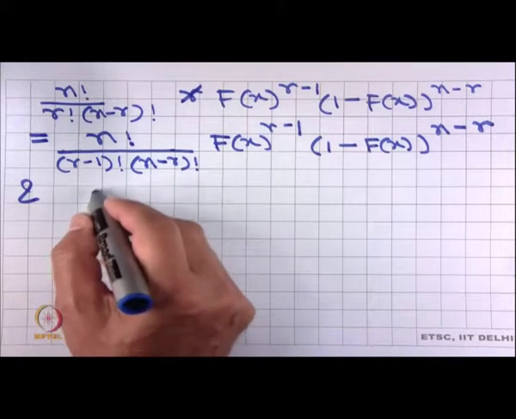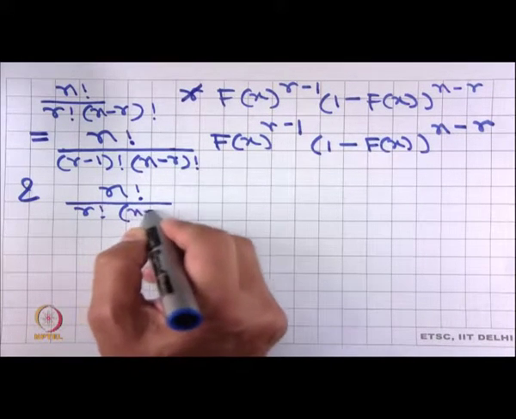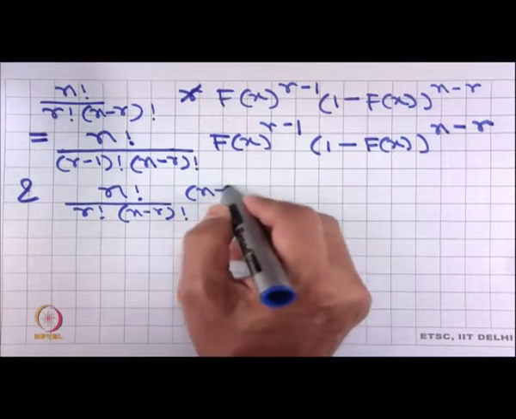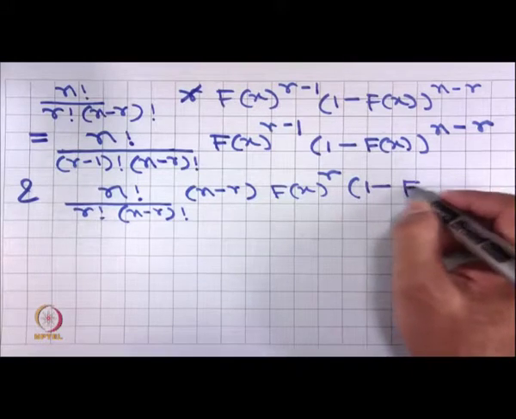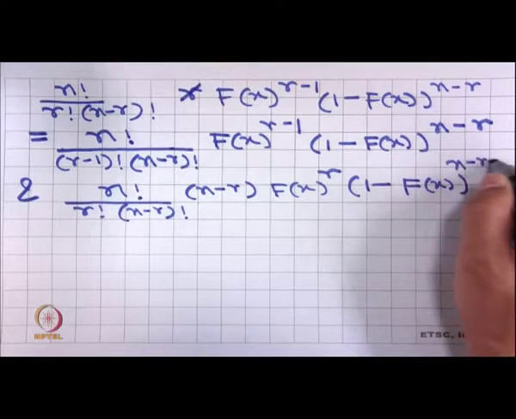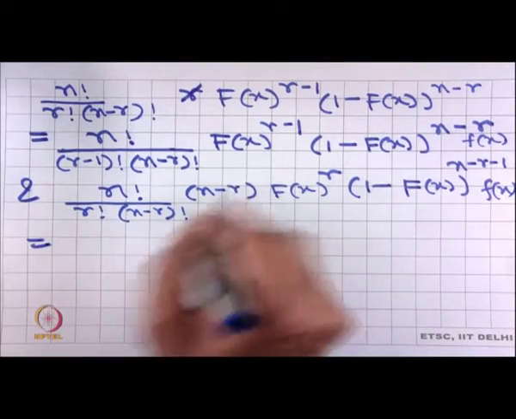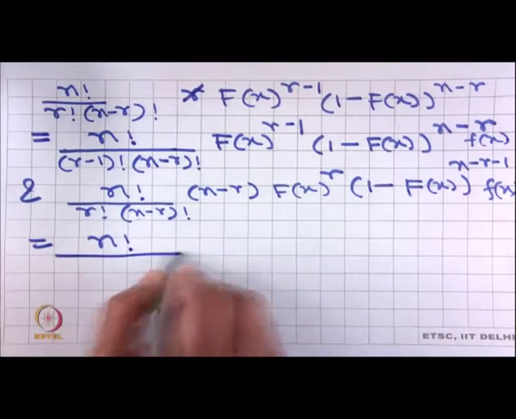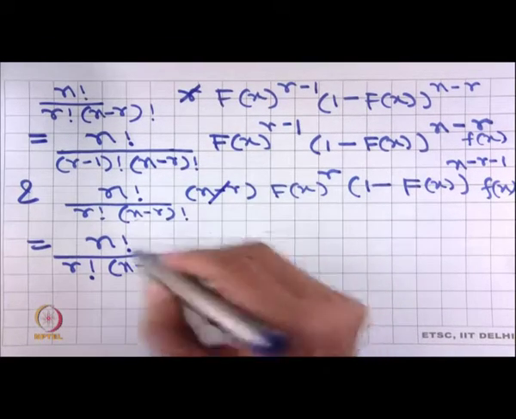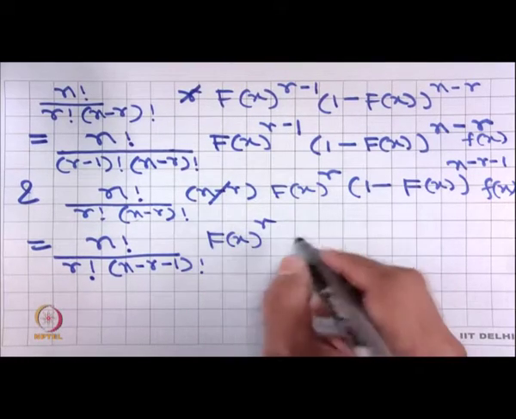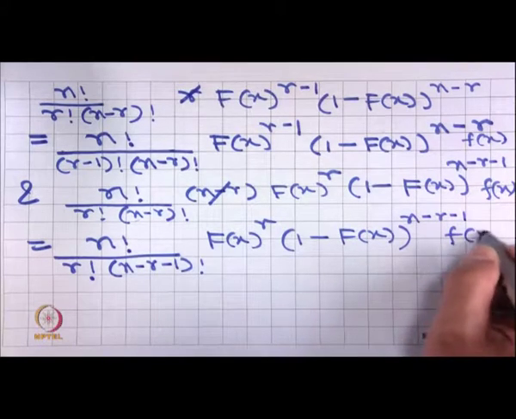And what is the second component? It is n factorial into r factorial into n minus r factorial into n minus r, f(x) to the power r, (1 minus f(x)) to the power n minus r minus 1, and of course, there will be an f'(x) term there that should have been here also, is equal to, now this cancels with the first one. So, that gives me n factorial, r factorial, n minus r minus 1 factorial, this cancels, f(x) to the power r, (1 minus f(x)) whole to the power n minus r minus 1 multiplied by f'(x).